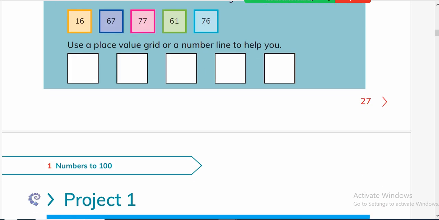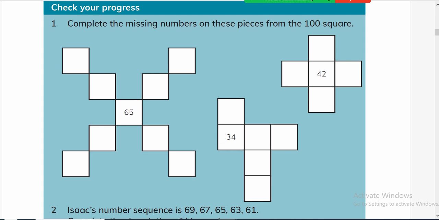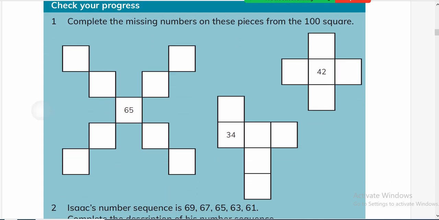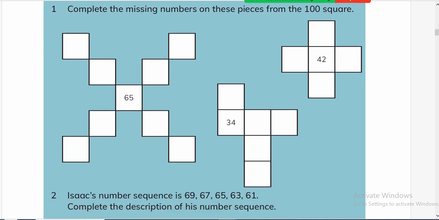Okay, this is the progress check and I think it is the last thing to do. Complete the missing numbers on these pieces from the 100 square. It is very easy, we just did it. What will we write if we go down? Counting in tens, it will become 75. Just think about this number in your mind, no need to write. And when we go left of it, it will be 74. And it is 84. And here it will be 83.